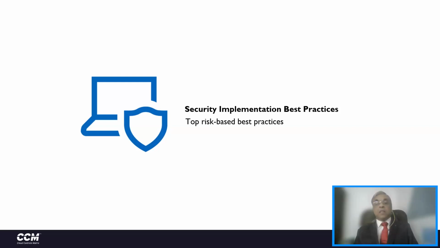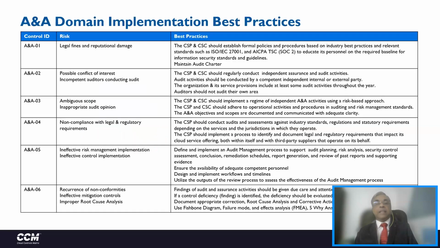Yeah, thank you. So, as we understand, we have to implement audit and assurance controls as part of our implementation, and we have to understand the risk involved if those controls are not implemented. If the first control, the audit policies and procedures control, is not implemented, there is a possibility of the organization getting legal fines and reputation damage.